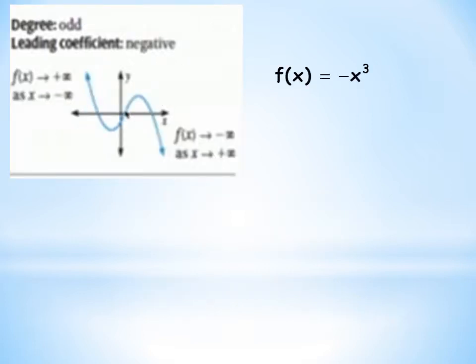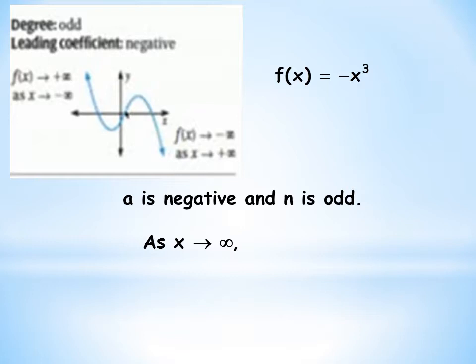If we have a negative now, so now we have a is negative but n is odd. As x approaches infinity, so if you look at the right side of your graph, what is the end of your graph doing, or what are your y's doing? You see they are decreasing, so your y's are going to negative infinity. If you looked at the left side of your graph, or where x is approaching negative infinity, what is the end of your graph doing? F of x is approaching infinity.